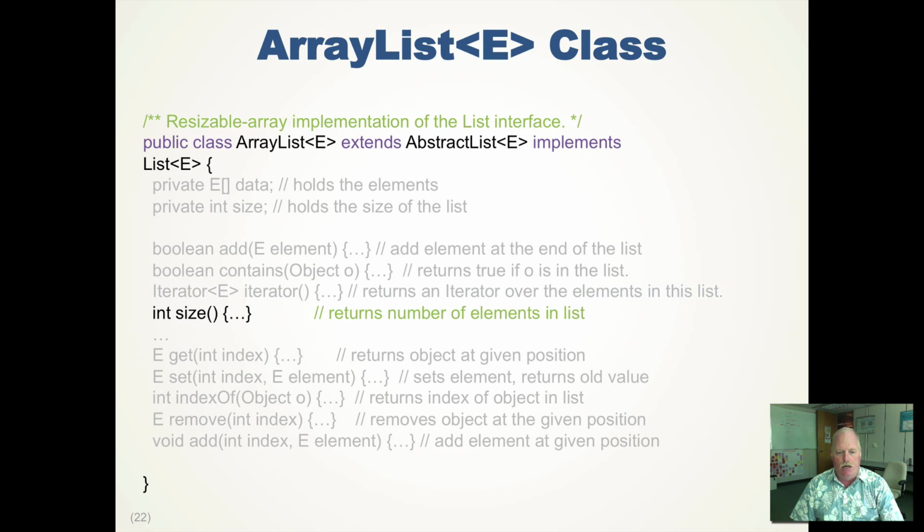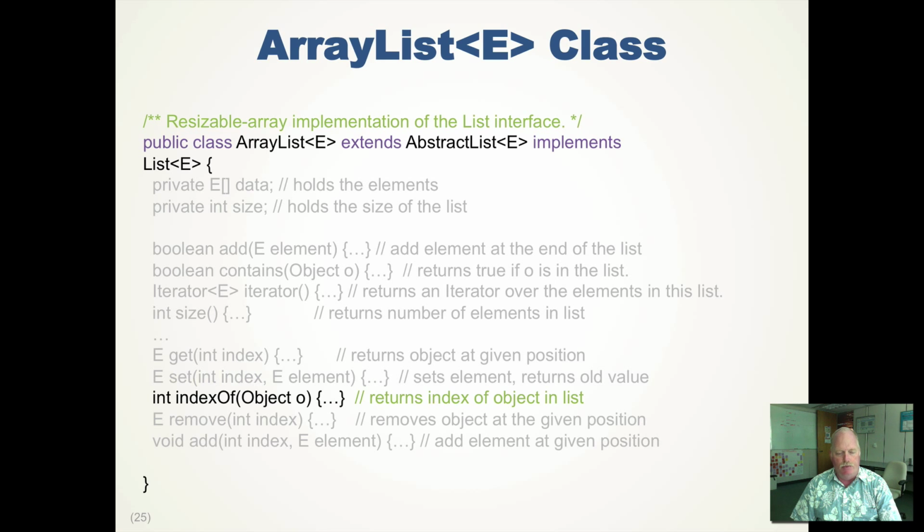So we can return a list iterator which has next and previous. We just return the size. This is a big O of 1 operation because we remember the size. Get at index is a big O of 1 operation because we check the bounds on the index and then just return the item in the array at that index. Set, same thing. We check the bounds on the index. We remember the value in the data array at that position. We then replace it with element and we return the old value.